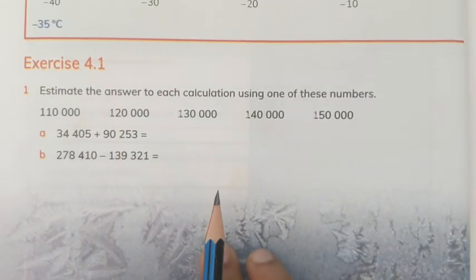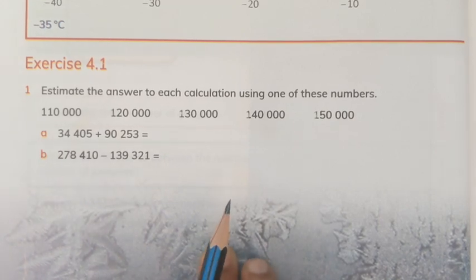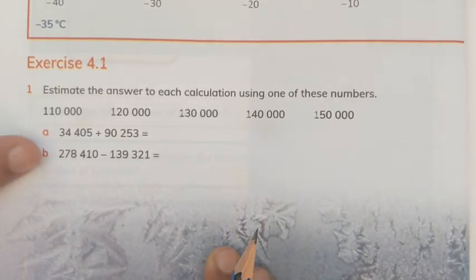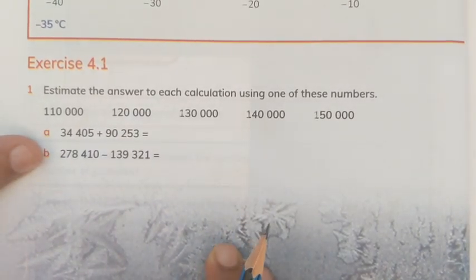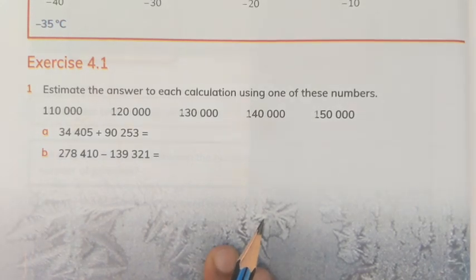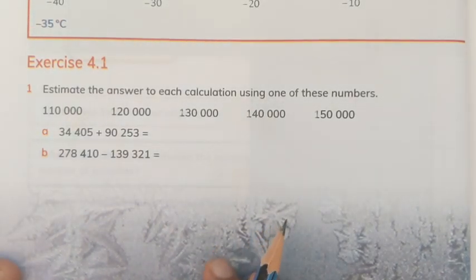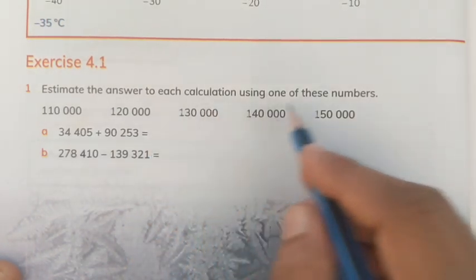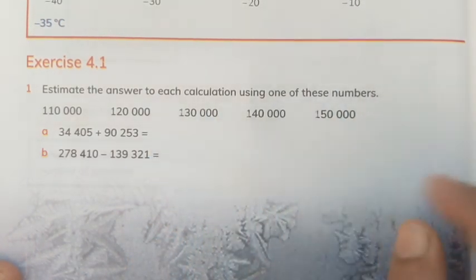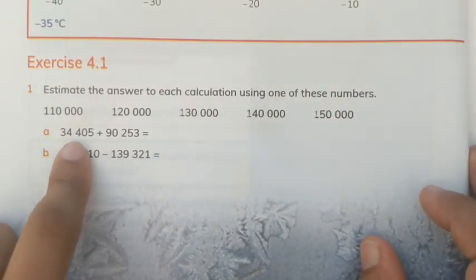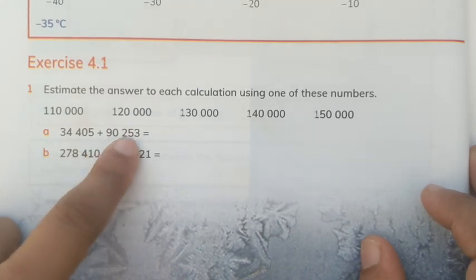This is Cambridge Primary Learner's Book 6, and today we are going to start with chapter number 4, which is related to positive and negative integers, and in which we are going to learn how to estimate the numbers. Starting from question number 1, it says estimate the answer to each calculation using one of these numbers. In part A we are provided with 34,405 and 90,253.